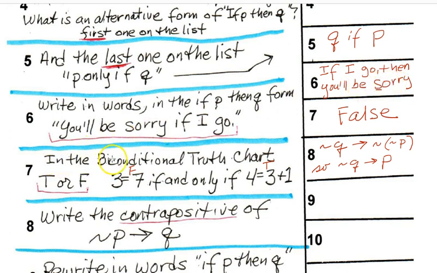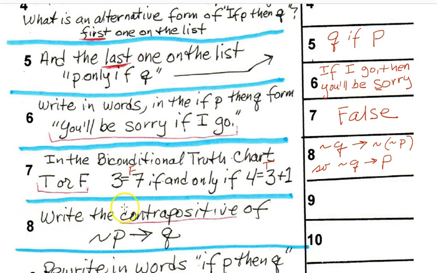Now in the biconditional truth chart, true or false? Well, 3 equals 7 is false, if and only if 4 equals 3 plus 1, which is true. So false, then true in the biconditional chart is false.